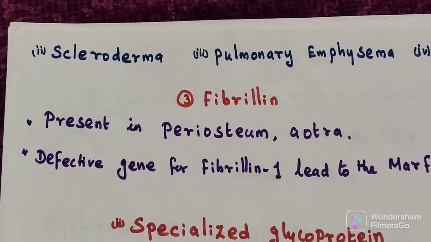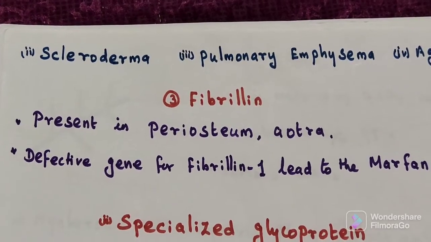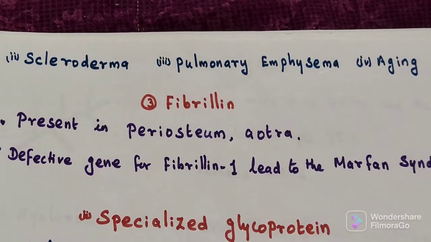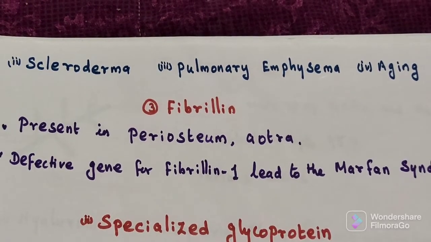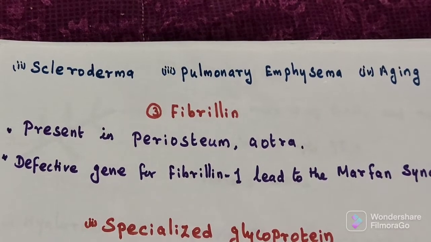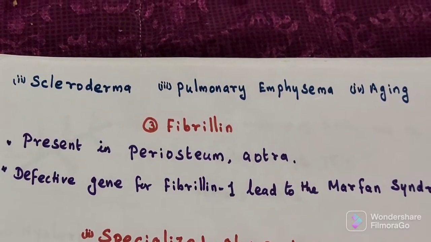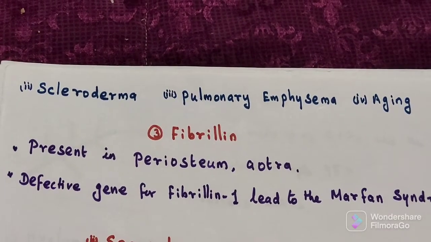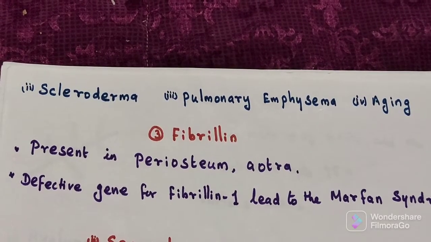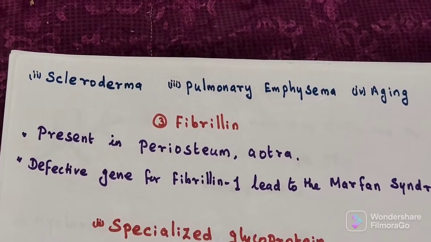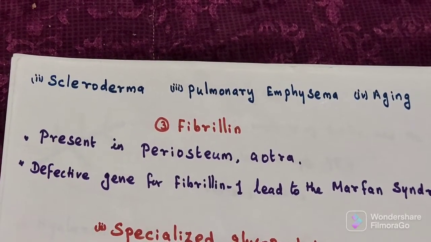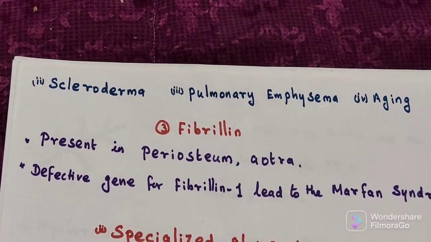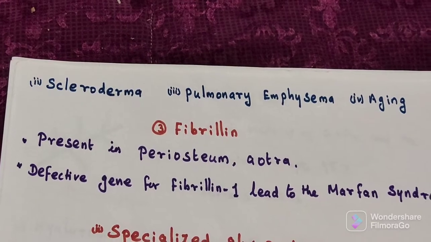The second one is scleroderma, where there is increased elastin. The third one is pulmonary emphysema. The fourth one is aging, where the level of elastin decreases in older age. These are the four conditions related to elastin: Williams syndrome, scleroderma, pulmonary emphysema, and the aging factor.